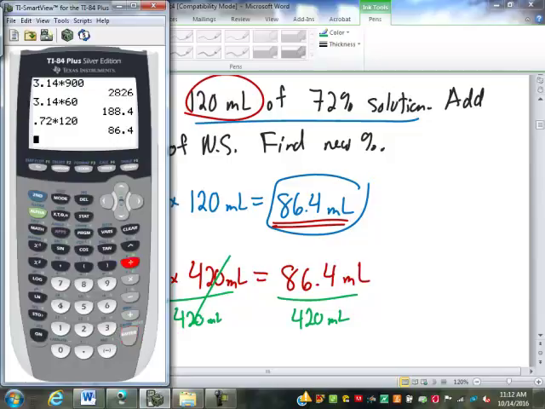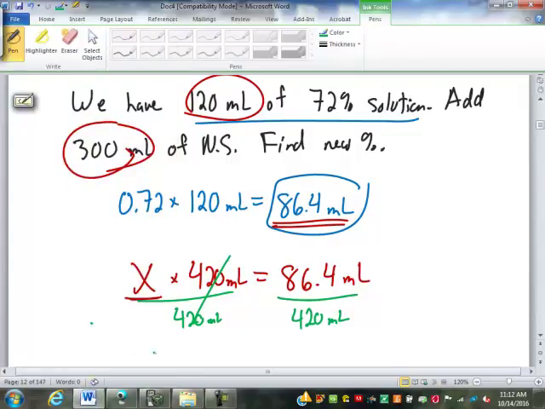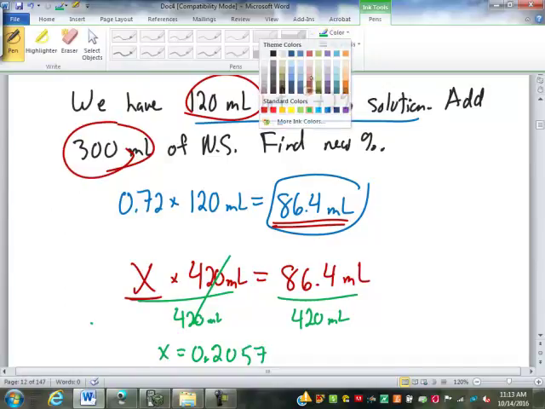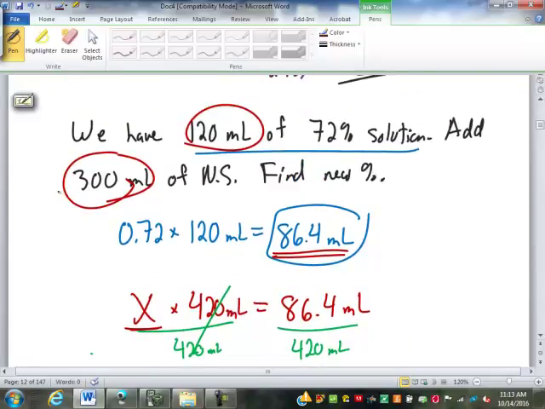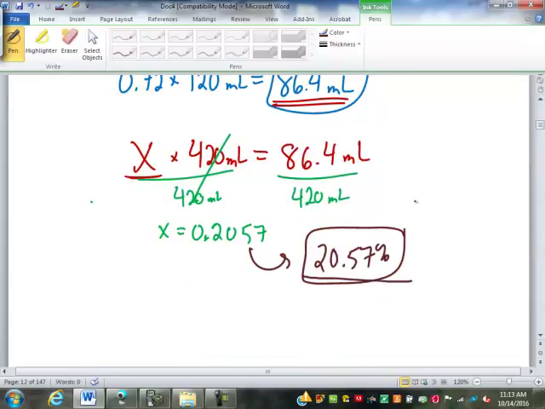86.4 divided by 420 is 0.205714285714, or 0.2057. And of course, as a percent, that's 20.57%. So adding that 300 milliliters of water to the 120 milliliters of solution diluted it to 20.57%.